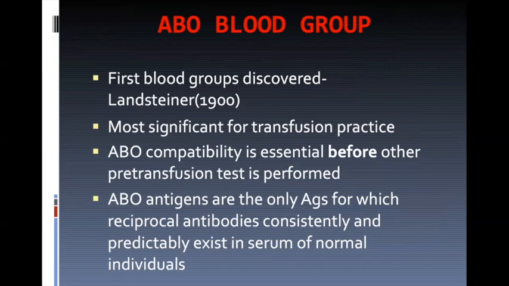Now, this knowledge is most significant for transfusion practice. It is important to know that ABO compatibility is essential before other pre-transfusion tests are performed, because an error can cause a transfusion reaction. ABO antigens are the only antigens for which reciprocal antibodies consistently and predictably exist in the serum of normal individuals.